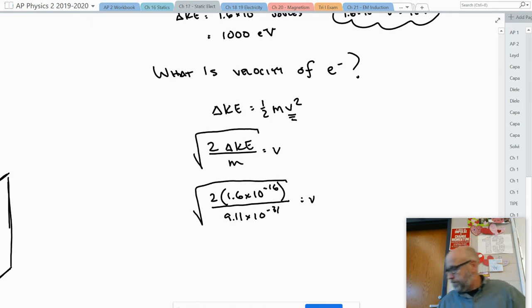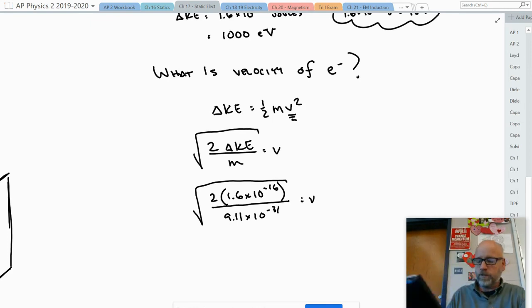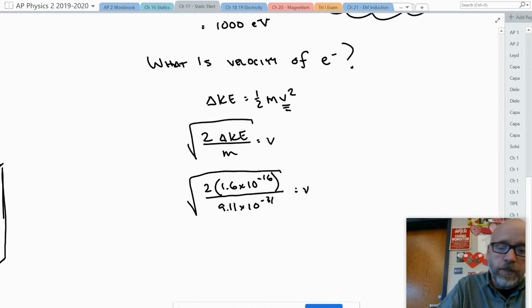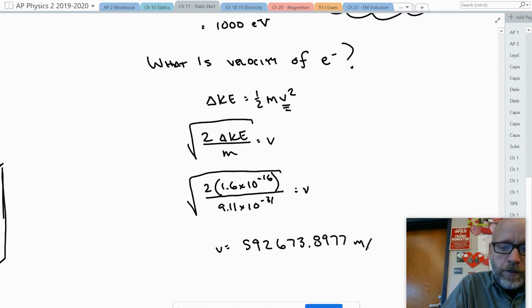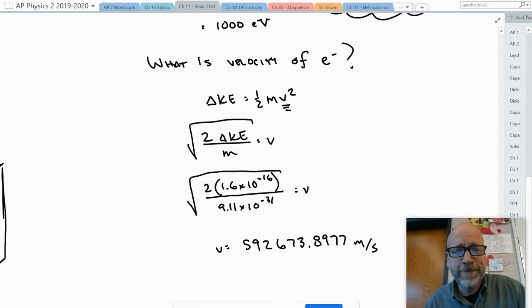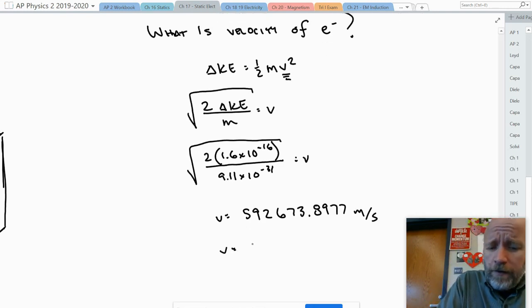Get that calculator. I've got a velocity of 592,673.8977 meters per second. How's that look? Yeah, it looks stupid, doesn't it? Given the information here and the precision we were working with, you don't know that velocity that close. So I'm going to round that to 5.9 times 10 to the 5 meters per second.